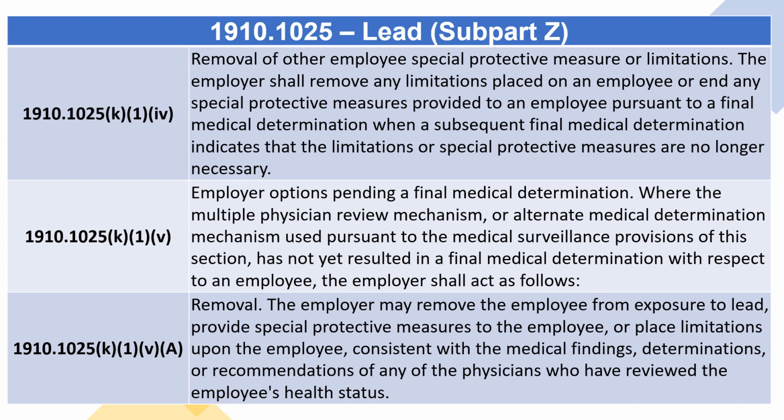1910.1025 K1 V Employer options pending a final medical determination. Where the multiple physician review mechanism, or alternate medical determination mechanism used pursuant to the medical surveillance provisions of this section, has not yet resulted in a final medical determination with respect to an employee, the employer shall act as follows. 1910.1025 K1 V A Removal.